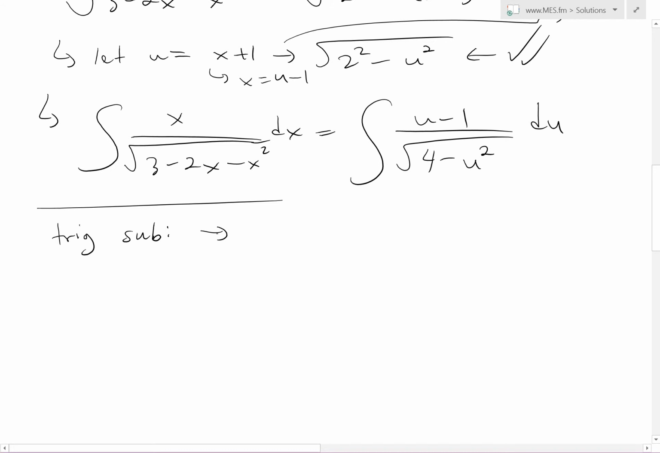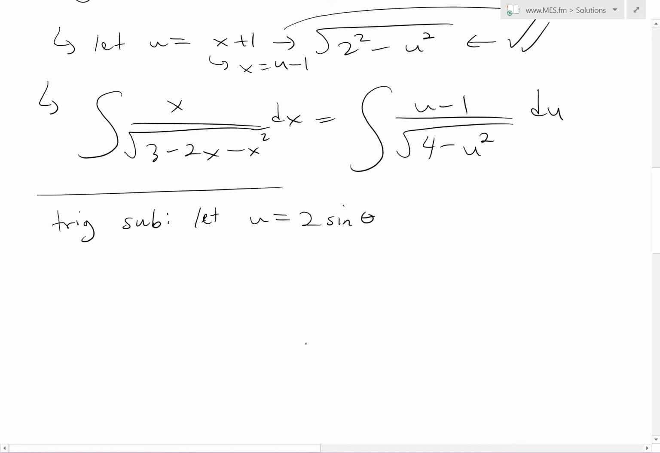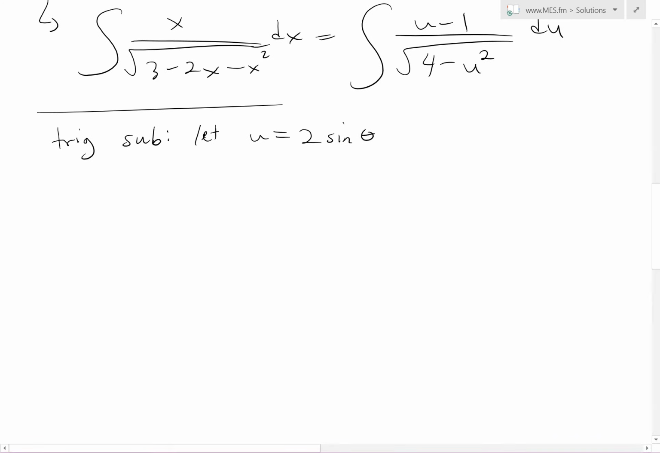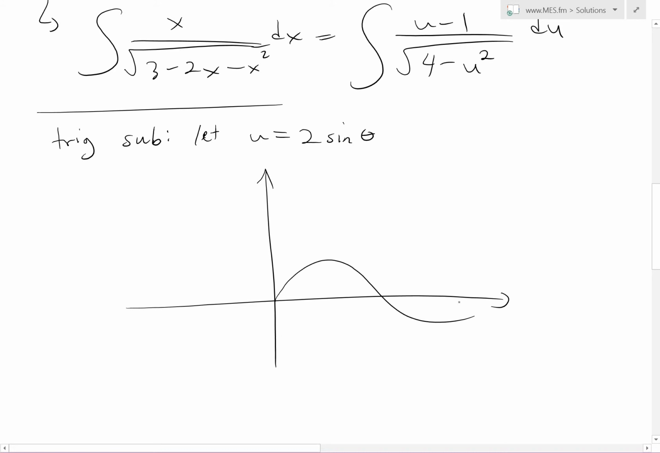So what we could apply here, like I showed in my earlier video, especially the introduction one, we let u equal 2 sine theta. Now the reason we do this, actually before I get to that, first we have to draw out where this is defined. As you can see, this function looks something like this.